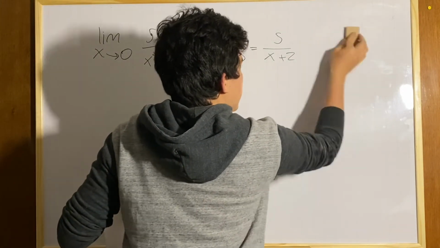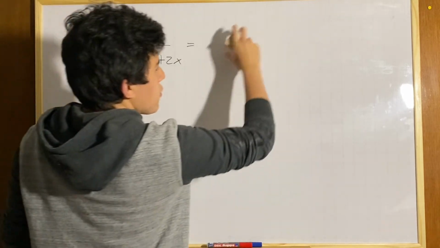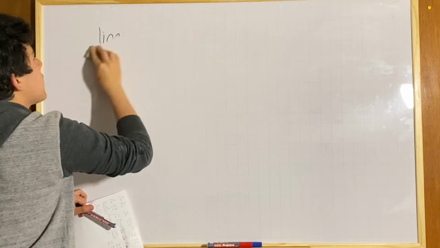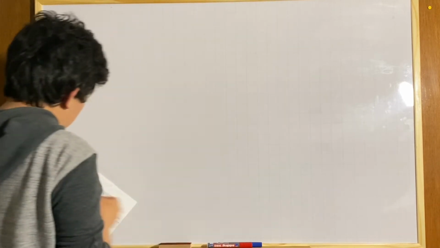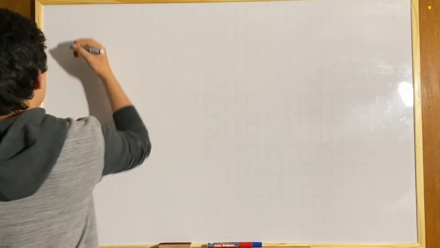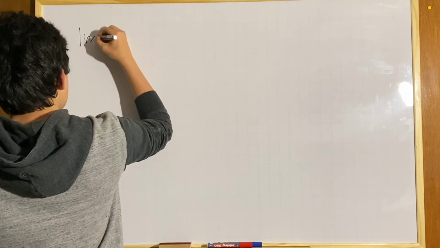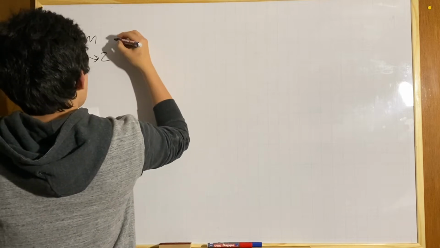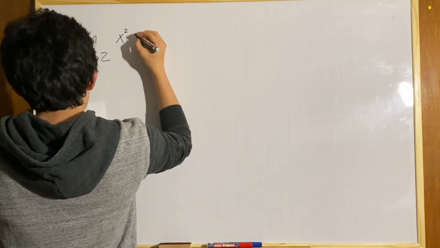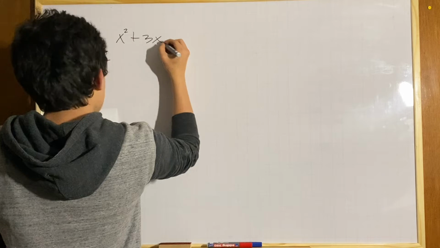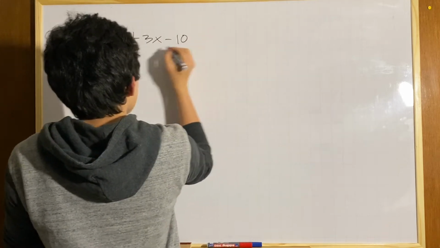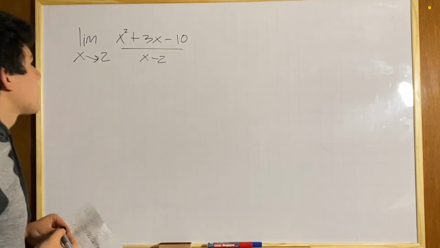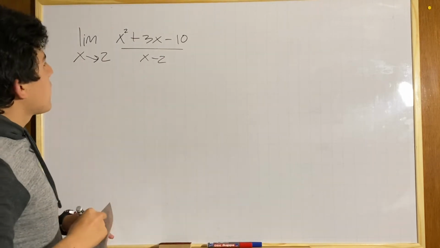I'm gonna erase each problem so that I can write on top of here and I don't have to start going down here, just so we're comfortable. The next problem that we have is we're gonna take the limit as x approaches 2 of the function x squared plus 3x minus 10 over x minus 2. So how do we factor this?